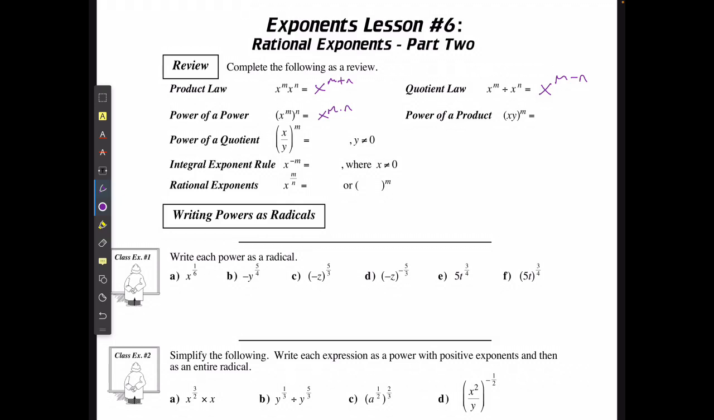If I have a power of a power, then it's x to the m multiplied by n. If I have a power of a product, then it's x to the m and y to the m. The quotient of a power is x to the m over y to the m. If I'm doing a negative exponent, it would be 1 over x to the power of m. And if I'm doing a rational exponent, it's going to be the n root of x to the power of m, which could also be written like this.